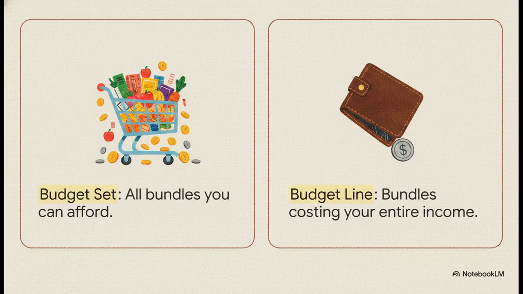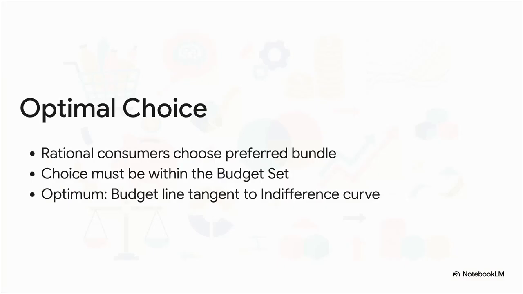There's a subtle but really important difference between a budget set and a budget line. Your budget set includes all the available bundles of goods that you can possibly afford with your given income at current market prices. It's the whole collection of what you can buy. But the budget line represents only the bundles that cost exactly your entire income. If you spend every last penny in your pocket, you are right on the budget line. And remember, because buying more of one good means you have to buy less of another, this budget line always slopes downward.